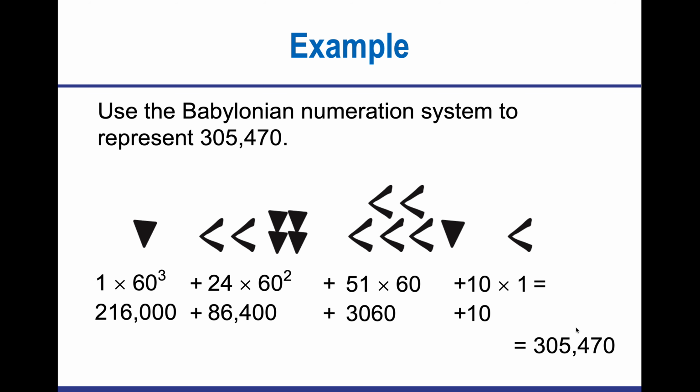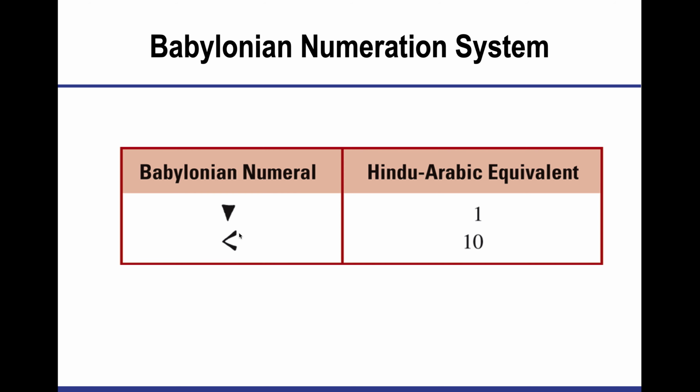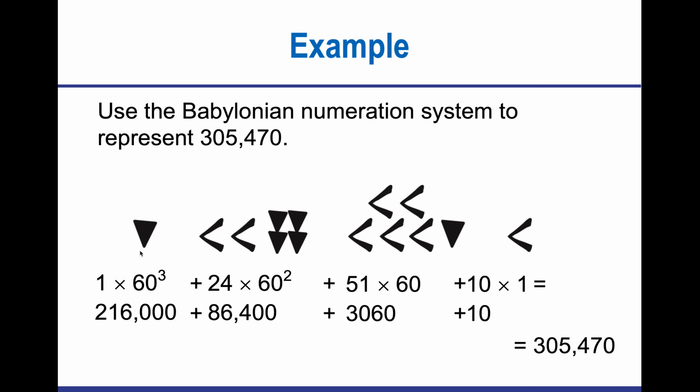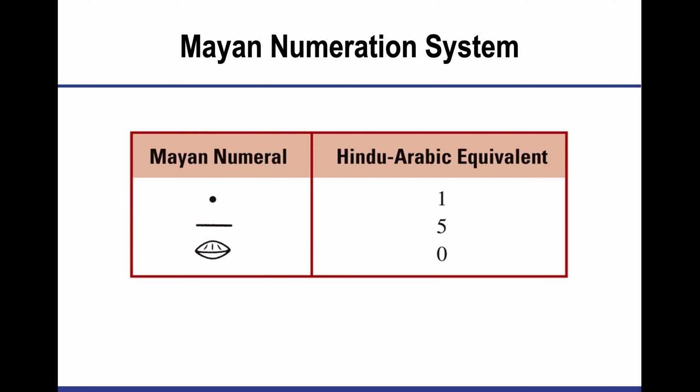Now, what's happening here? I'm looking at a different base system. This is their 10 value, this is their 1. So if I'm looking at this, I'm looking at 24 times 60 squared. So 60 squared times 24 is 86,400. This would be 10, 20, 1, 2, 3, 4. So you've got to realize the Babylonian number system is in base 60. That means I'm going to have powers of 60 because of the base of it.